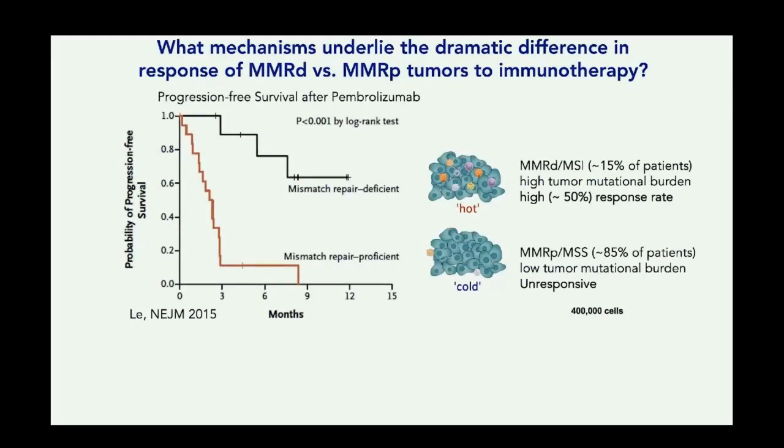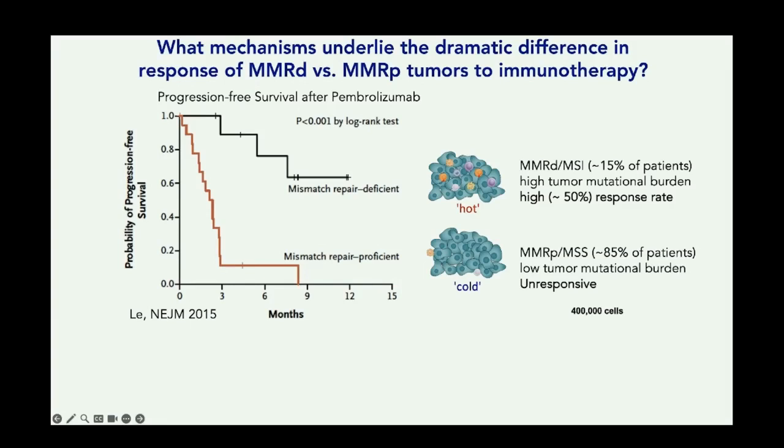So we'll start with the main question we addressed in the first study that I'll talk about today, which is what mechanisms underlie this dramatic difference in the response of mismatch repair deficient versus mismatch repair proficient tumors. So in immunotherapy with checkpoint therapy, in particular anti-PD-1 therapy, there's a well-known finding, which is the patients who have tumors with deficiencies in mismatch repair, meaning that they have more DNA damage and more mutations, respond very well and have great survival curves in response to immunotherapy with greater than 50% response rate of those tumors.